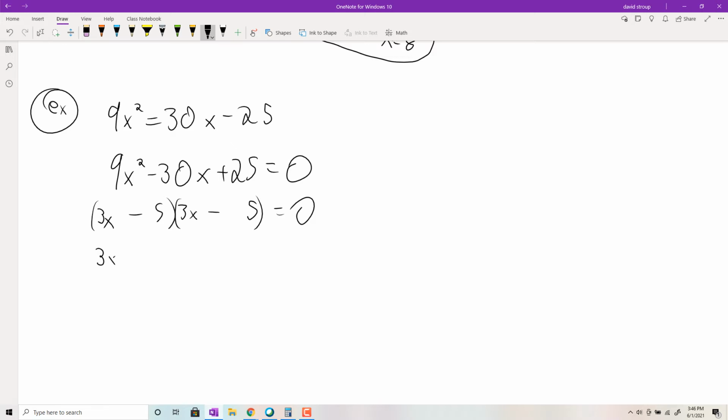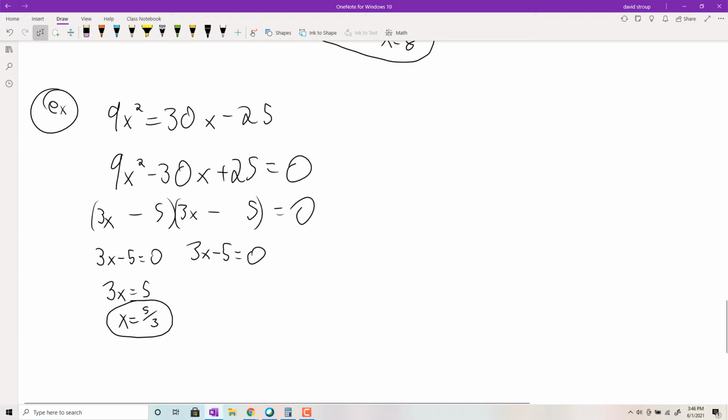Then set them equal to 0. And you see, this is what we'll later call a repeated root. For now, you don't have to write both. You don't have to write it twice. You just have to write one of them. So it would be 3x equals 5, so x is 5/3 is your answer. You don't have to solve both of them. That would be silly.